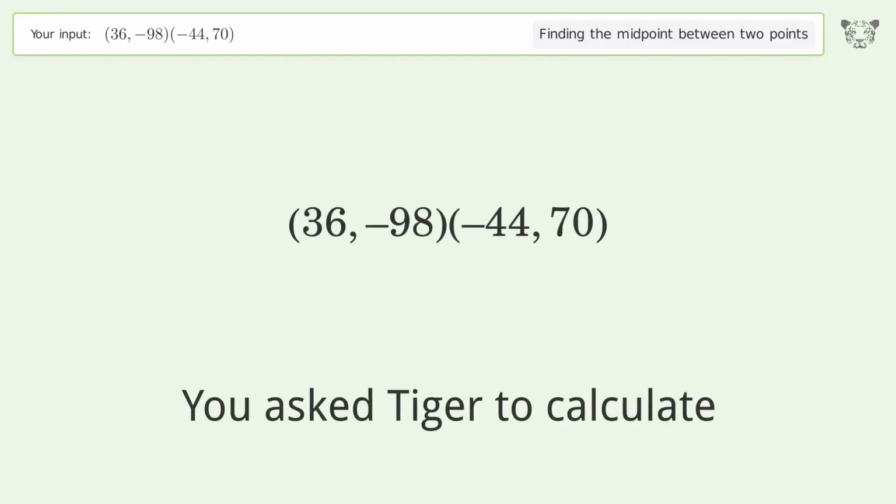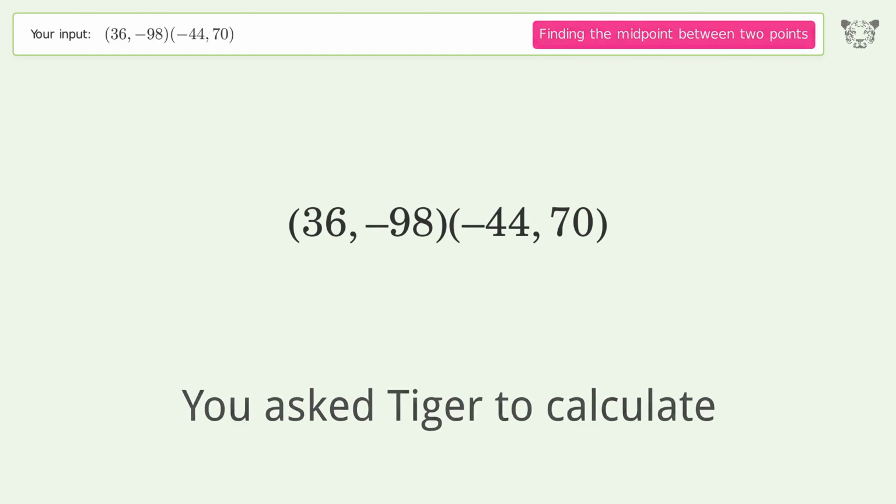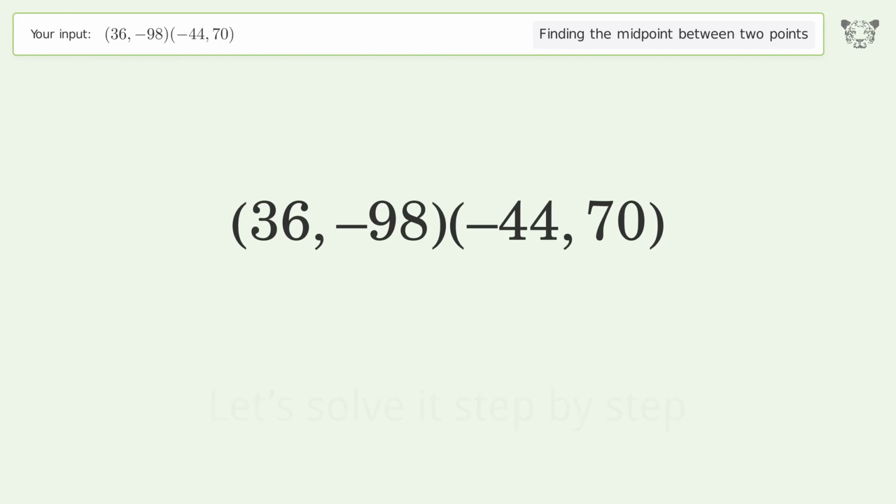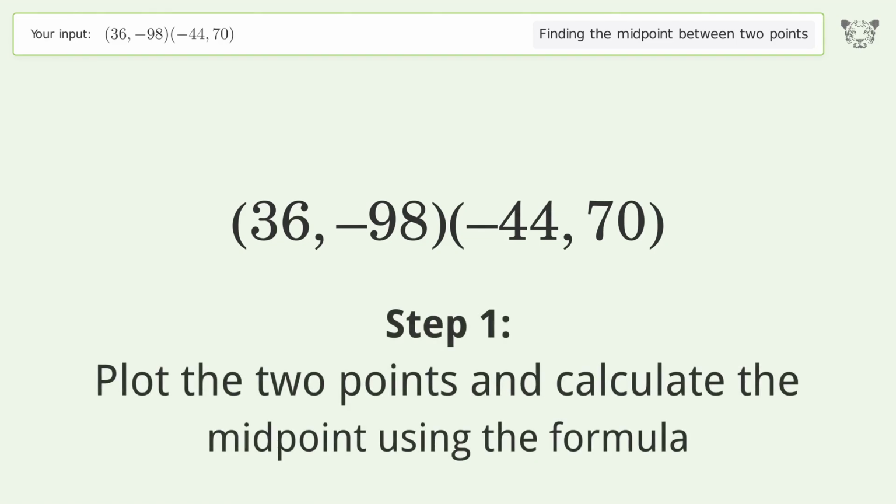You ask Tiger to calculate. This deals with finding the midpoint between 2 points. The midpoint between the 2 points is -4, -14. Let's solve it step by step. Plot the 2 points and calculate the midpoint using the formula.